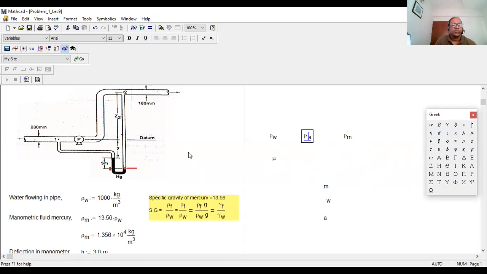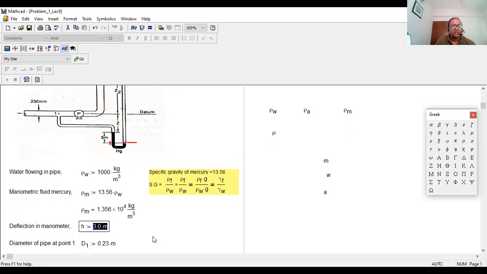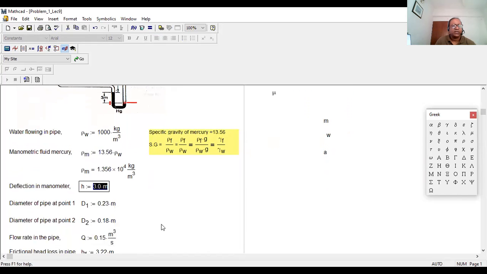It is just saying mercury in the manometric tube, so you know the specific gravity. So rho m will be 13.56 into rho w. Then you figure out the density of the mercury. Now, the deflection in the mercury is already given in the problem, 3 meter. Now, the diameter of the pipe.